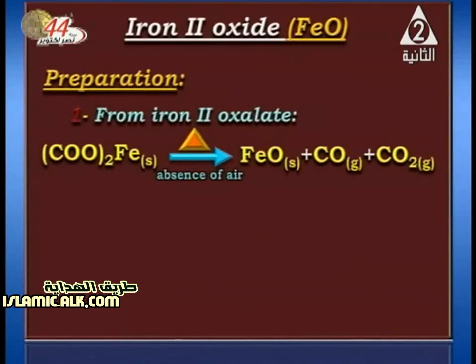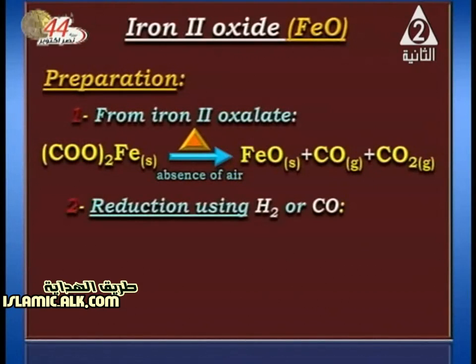And my dear students, we have a good reason for this equation. Heating iron 2 oxalate in the absence of air does not give iron 3 oxide. The reason for that is the carbon monoxide is a reducing agent, so it prevents formation of iron 3 oxide.